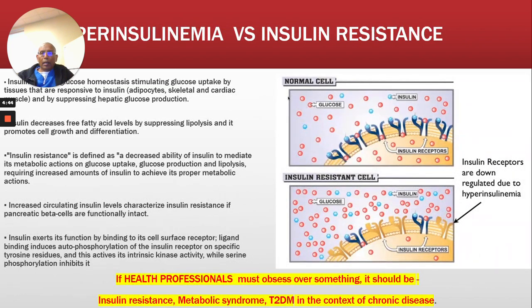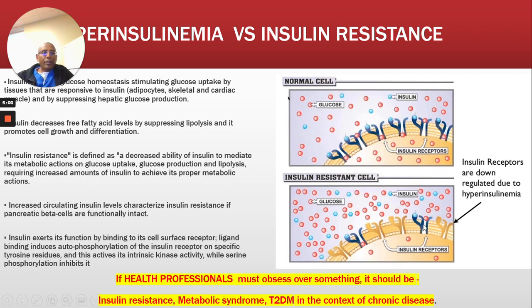So basically, like we discussed, if healthcare professionals must obsess over something, it should be insulin resistance, metabolic syndrome, and type 2 diabetes in the context of chronic diseases.